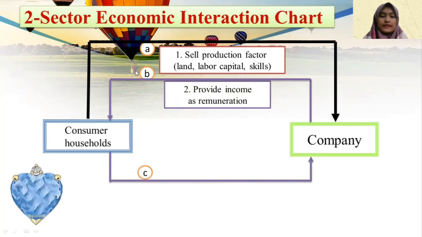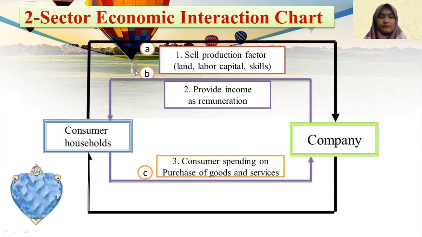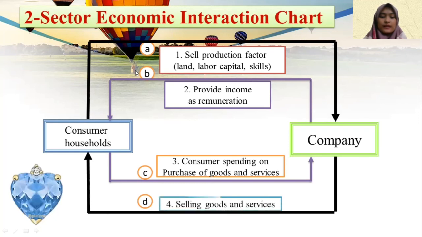Then automatically households have income that can be spent on the company sector in the form of the purchasing of goods and devices on the C line. Furthermore, such goods and devices will be handed over by the company sector to the consumer household sector on the D line.